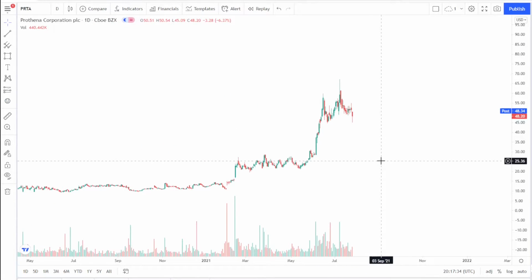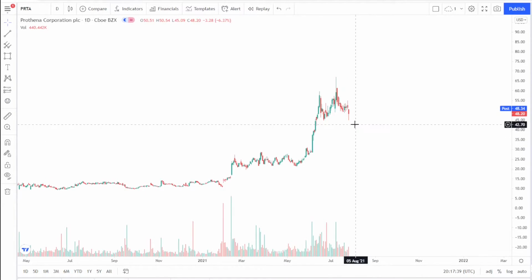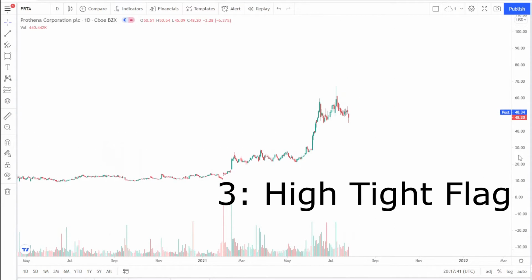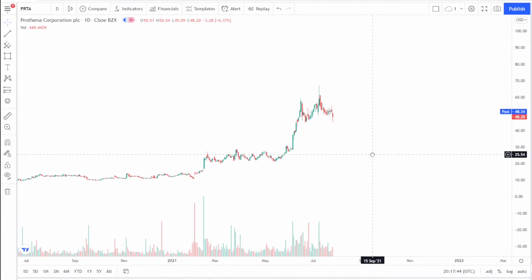All right, number 3 for buy setups. This one is called a high tight flag, or a high and tight flag. It's really simple. All you have is a high and tight flag.